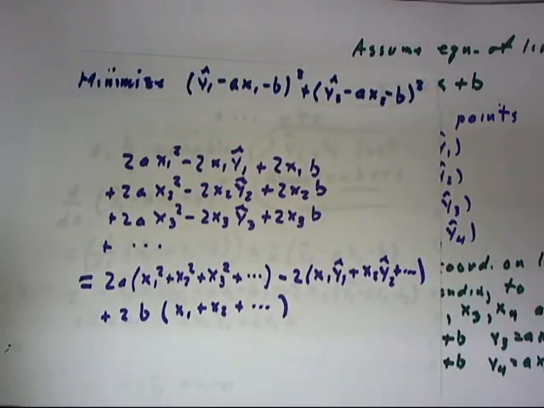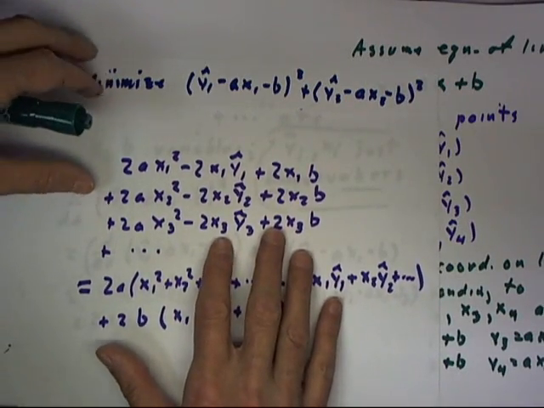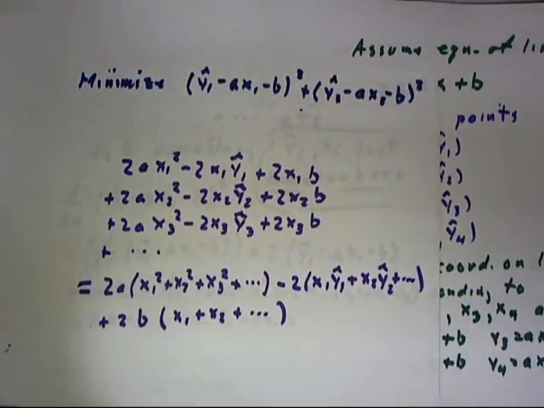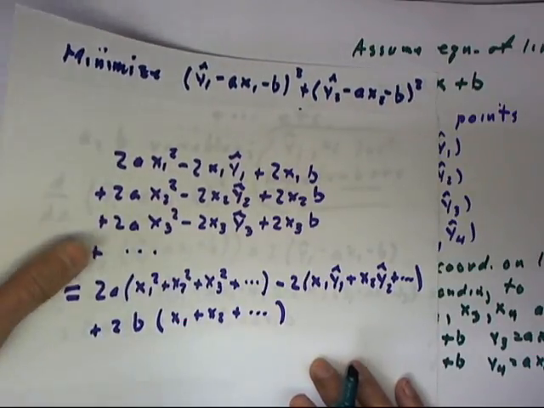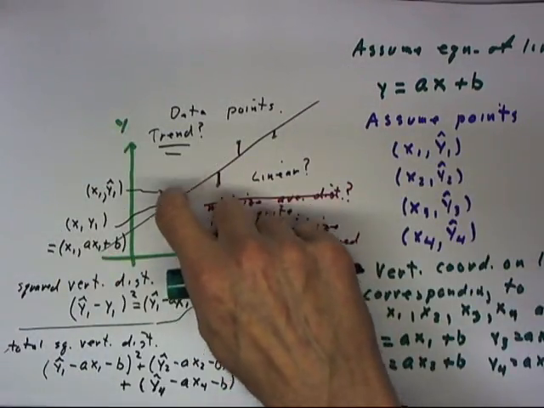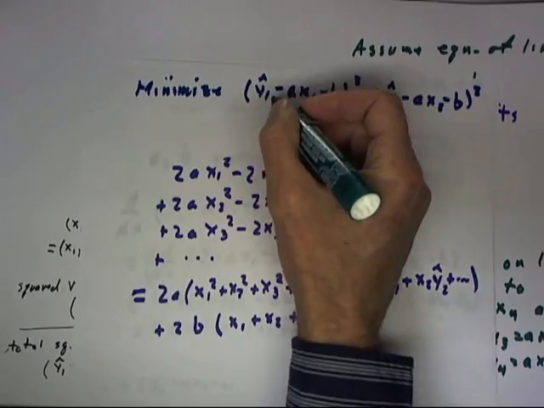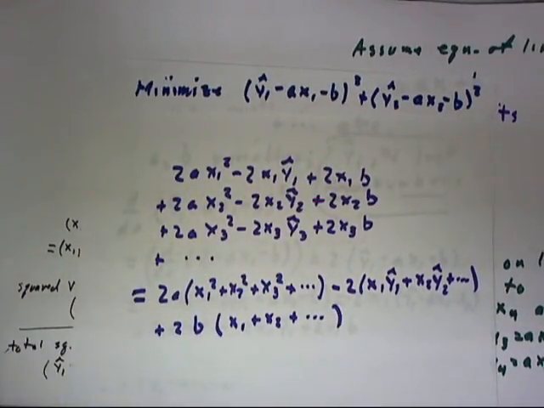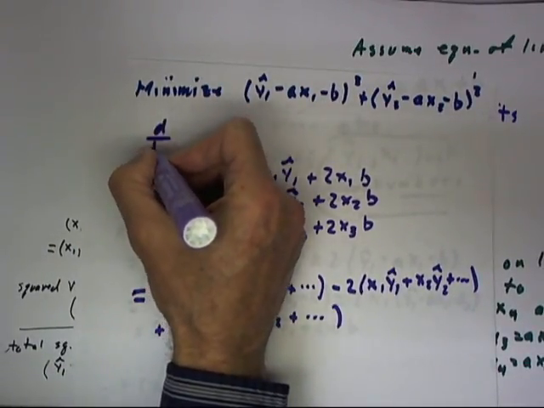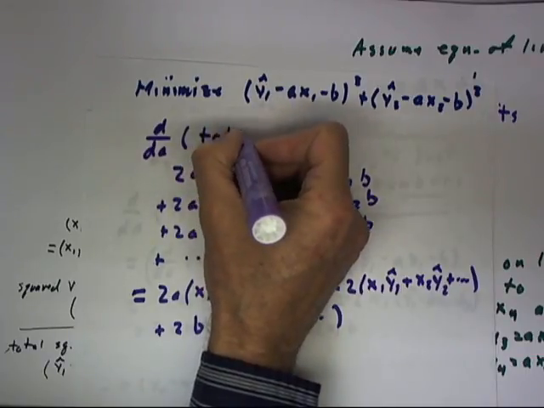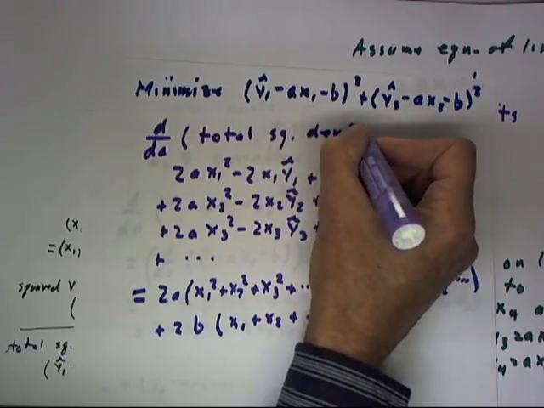Now remembering that this expression here, and it continues to whatever number of data points we have, represents the total squared deviation, or the total squared distance between our line and our data points. So I'm going to call that the total squared distance, and what I've got here then I'm going to label as the derivative with respect to a of the total squared distance, or squared deviation.